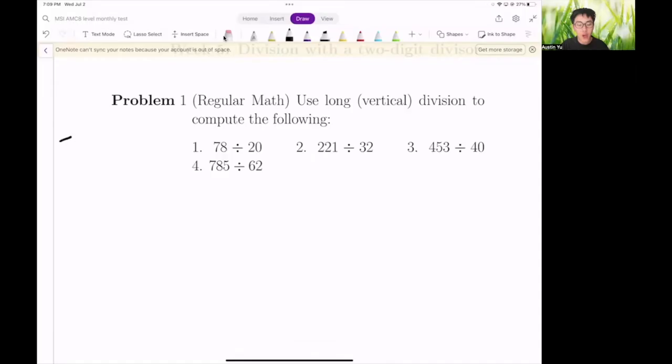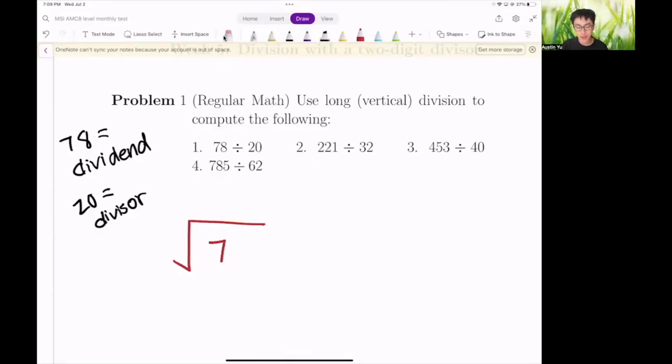Right away, we know that 78 is going to be your dividend because that's the number that's being divided. And then 20 is going to be your divisor because that's the number that you're dividing by. But how do we do this with the vertical method? Well, let's set the problem up like this. The dividend always goes inside and the divisor goes outside.